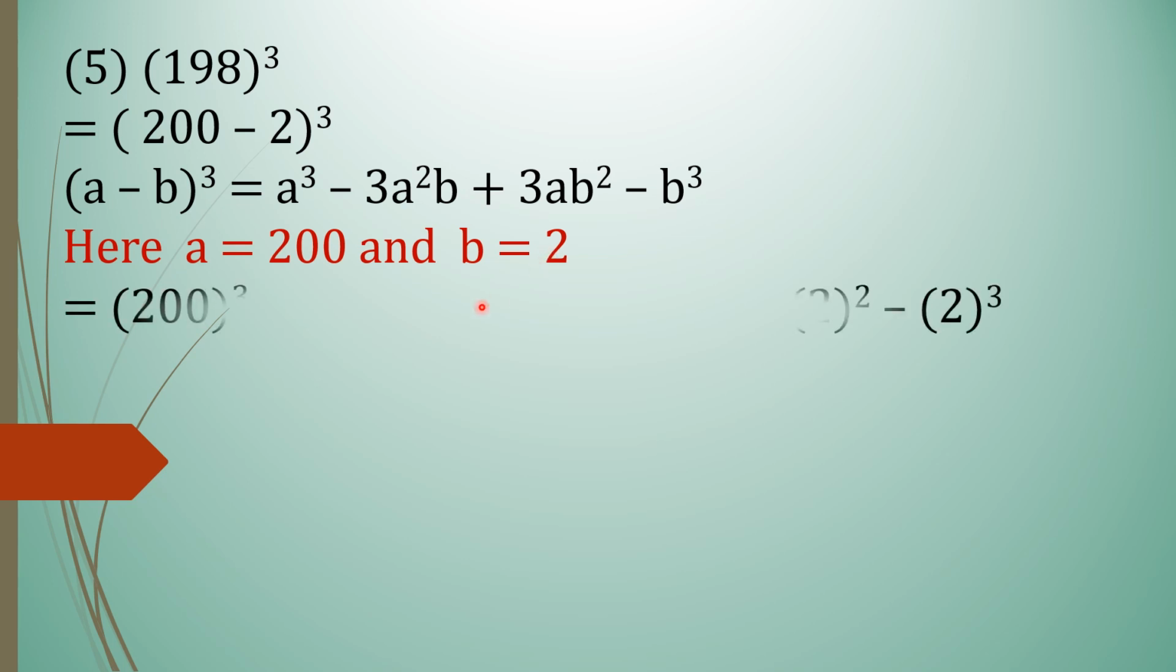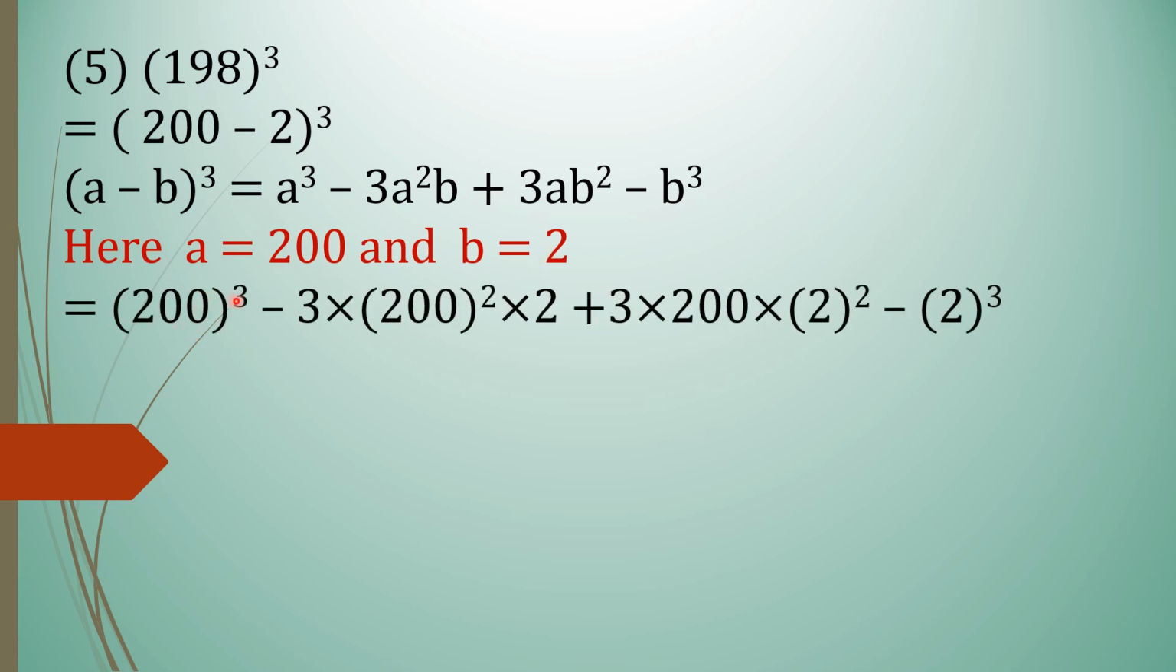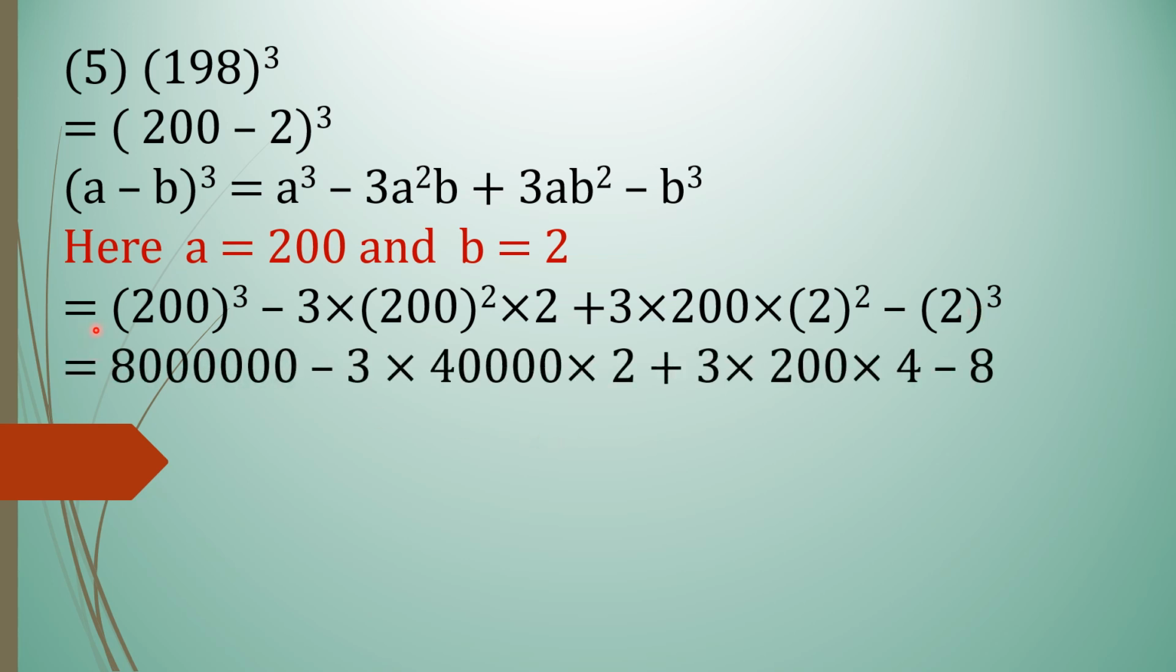So I'll write down 200 the whole cube minus 3 into 200 the whole square into 2 plus 3 into 200 into 2 the whole square minus 2 the whole cube. So let's find out the answer. 200 whole cube will become 8000000. See, two zeros are there as it is cube. So here 6 zeros will come and 2 cube is 8.